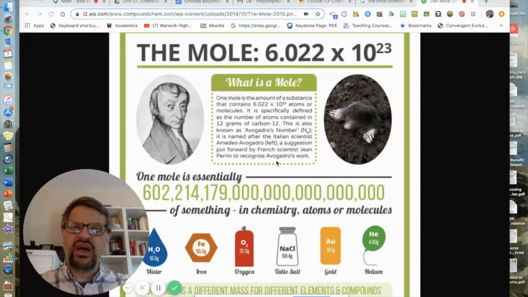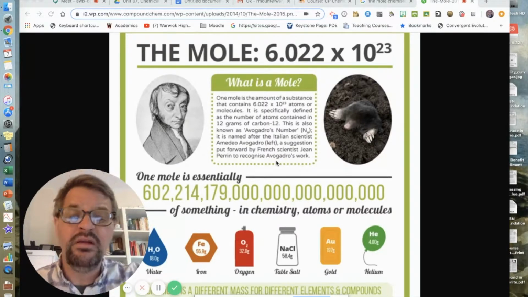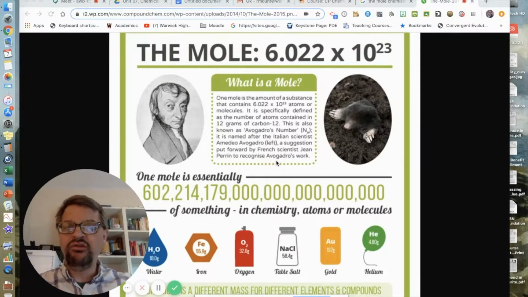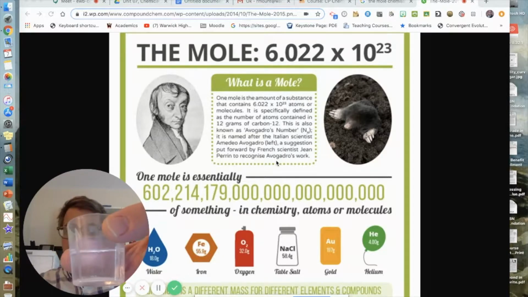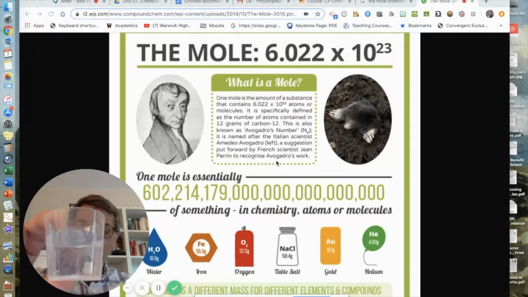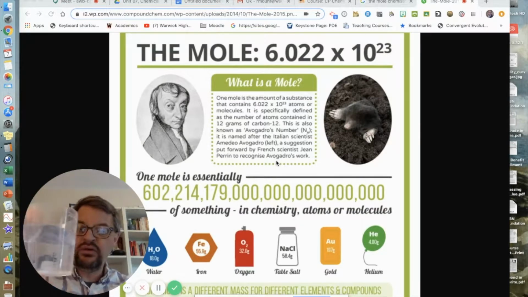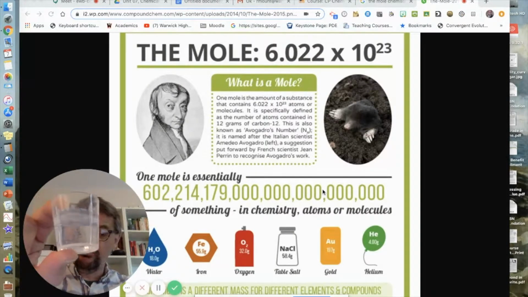Okay, because atoms and molecules are so small, 1 mole of them does not actually take up that much space. So for instance, the water in this cup, which is about 18 milliliters, that's 1 mole of water. Believe it or not, in that cup are this many water molecules. That's a lot, but they're very small.